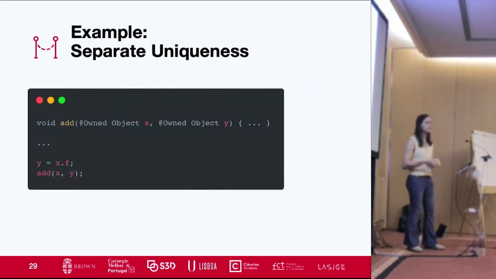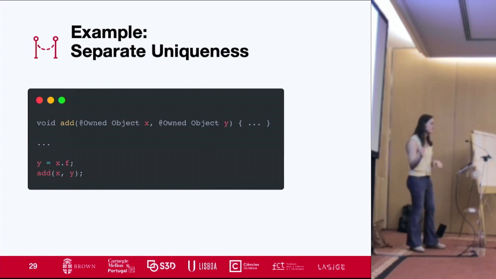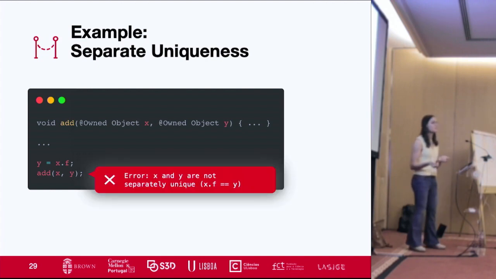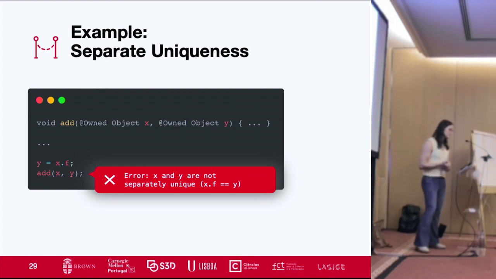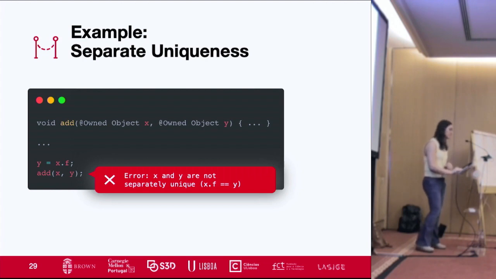As a simple example here, suppose we had an add method, takes two values, does something with them, and we want to be able to pass it like a value x and a field of x, like here, or an alias of a field, for example, but we can't because we require them to be separately unique. This is also a problem in Rust, if you're familiar with that pattern. We think that because we have precise error messages, this is at least something that we can assist the user in reasoning about, but it is a trade-off here. There's no free lunch.